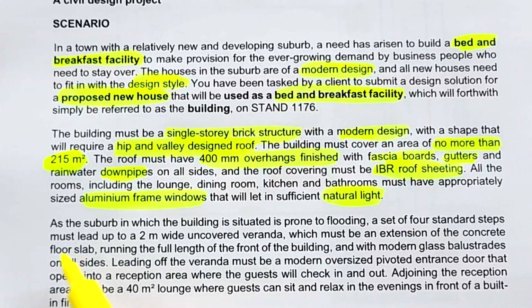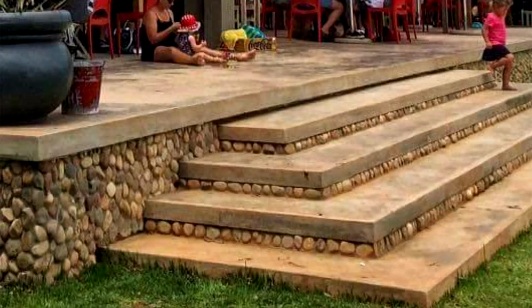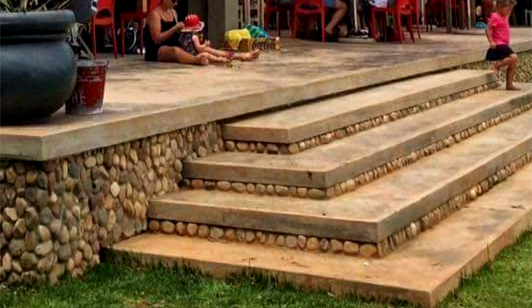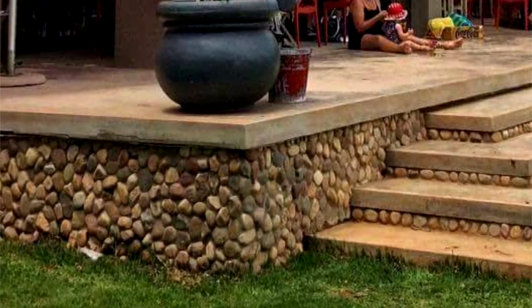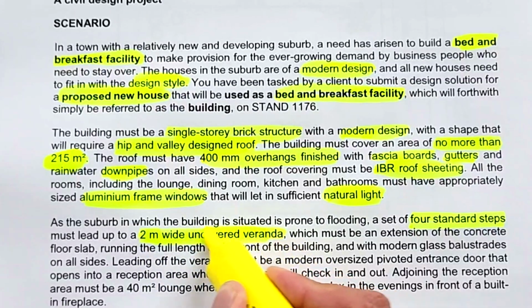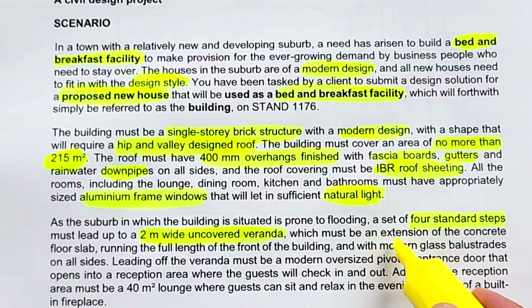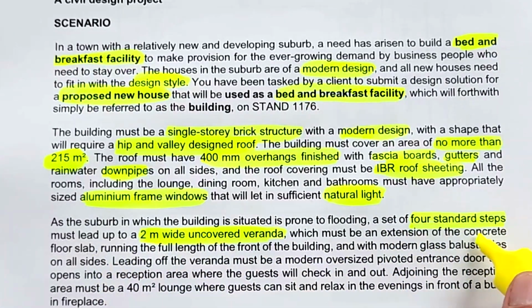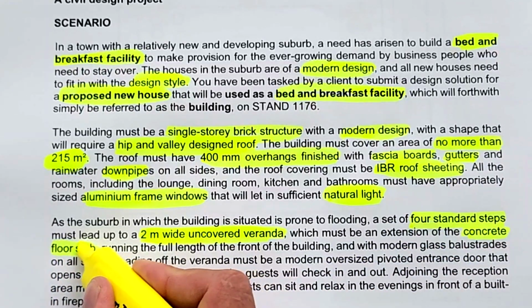All right. As the suburb in which the building is situated is prone to flooding, a set of 4 standard steps, please take note of this, must lead up to a 2-meter wide uncovered veranda, so no roof over this veranda, which must be an extension of the concrete floor slab. This concrete floor slab is the inside of the house. It's the actual floor on the inside.